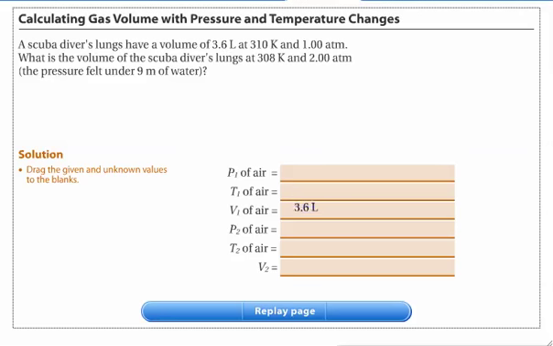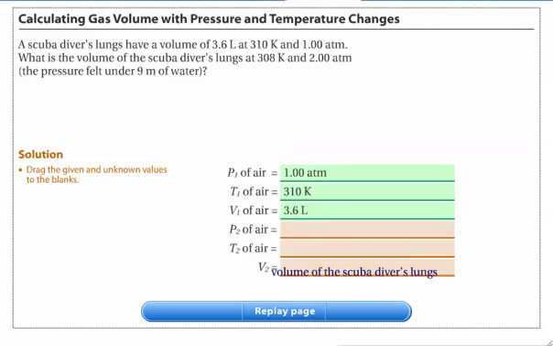So I've got 3.6 liters as my volume. The liters is the hint that it's a volume. 310 Kelvin. The Kelvin should be a hint that that's going to be our temperature. And the pressure is going to be the 1 atmosphere, with the atmosphere giving us the hint. Now the question is, what is the volume? So that's going to be our unknown. That's what we're looking for.